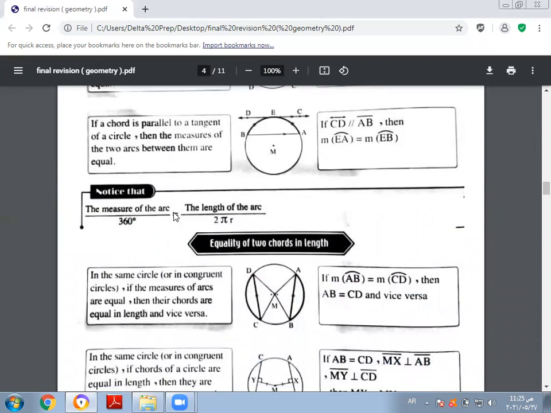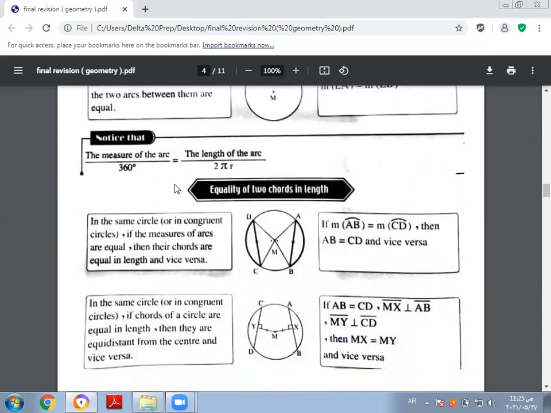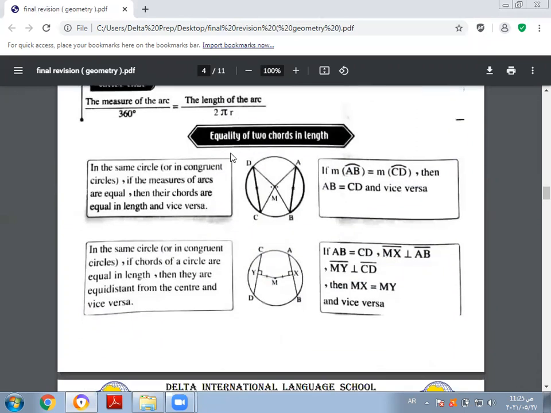Important to notice: the measure of the arc over 360 equals the length of the arc over 2πr. You can find the measure of the arc by knowing the length of the arc and vice versa.